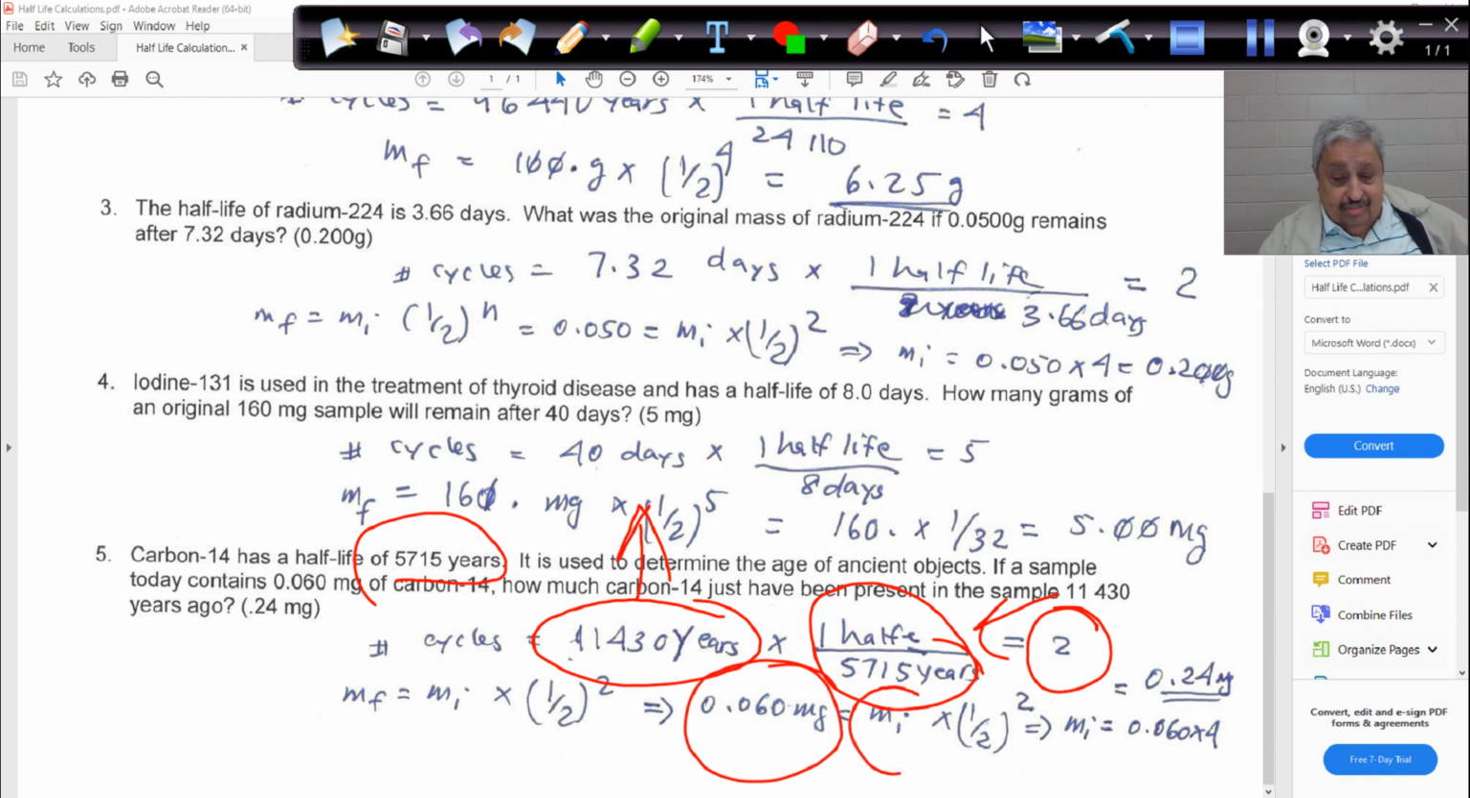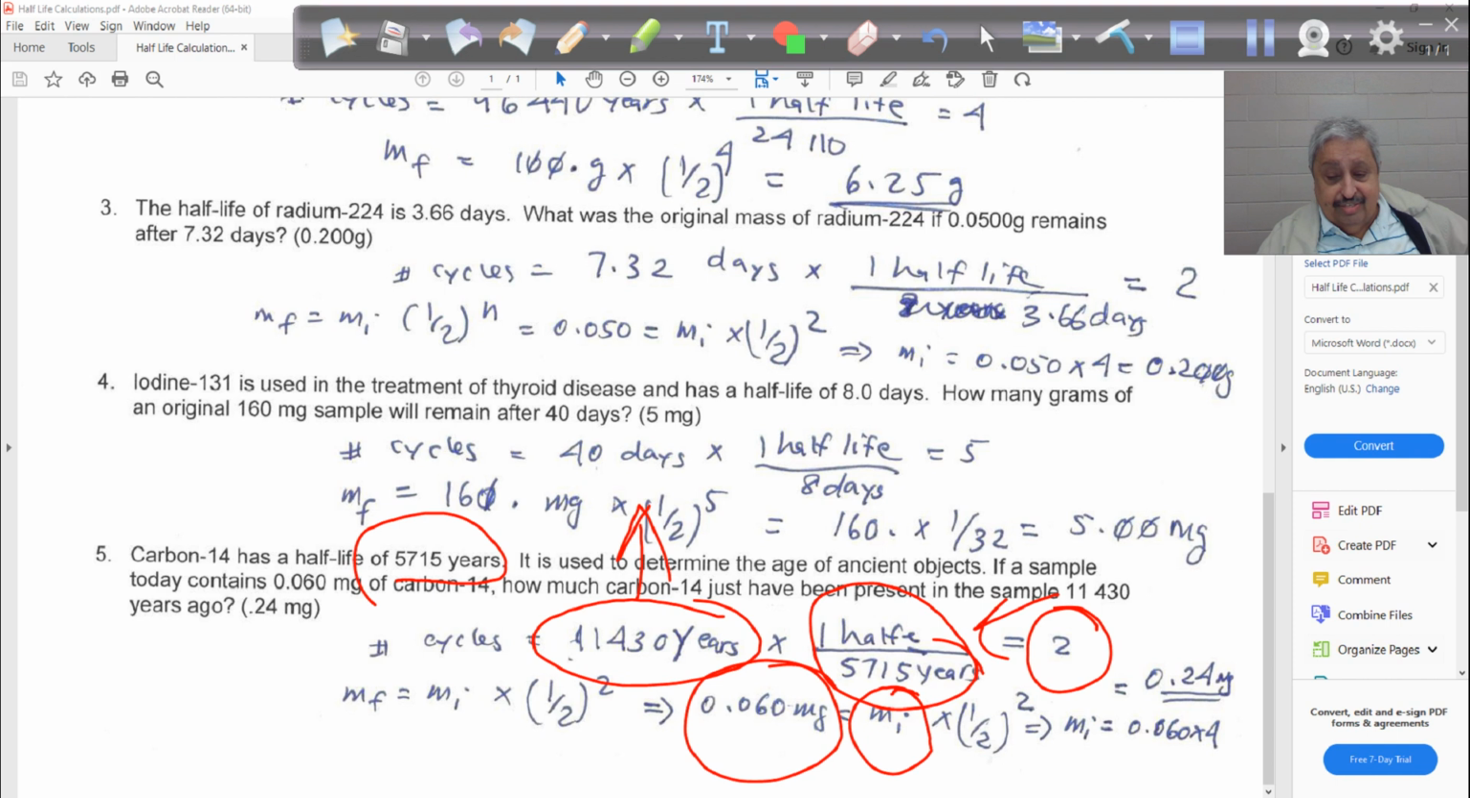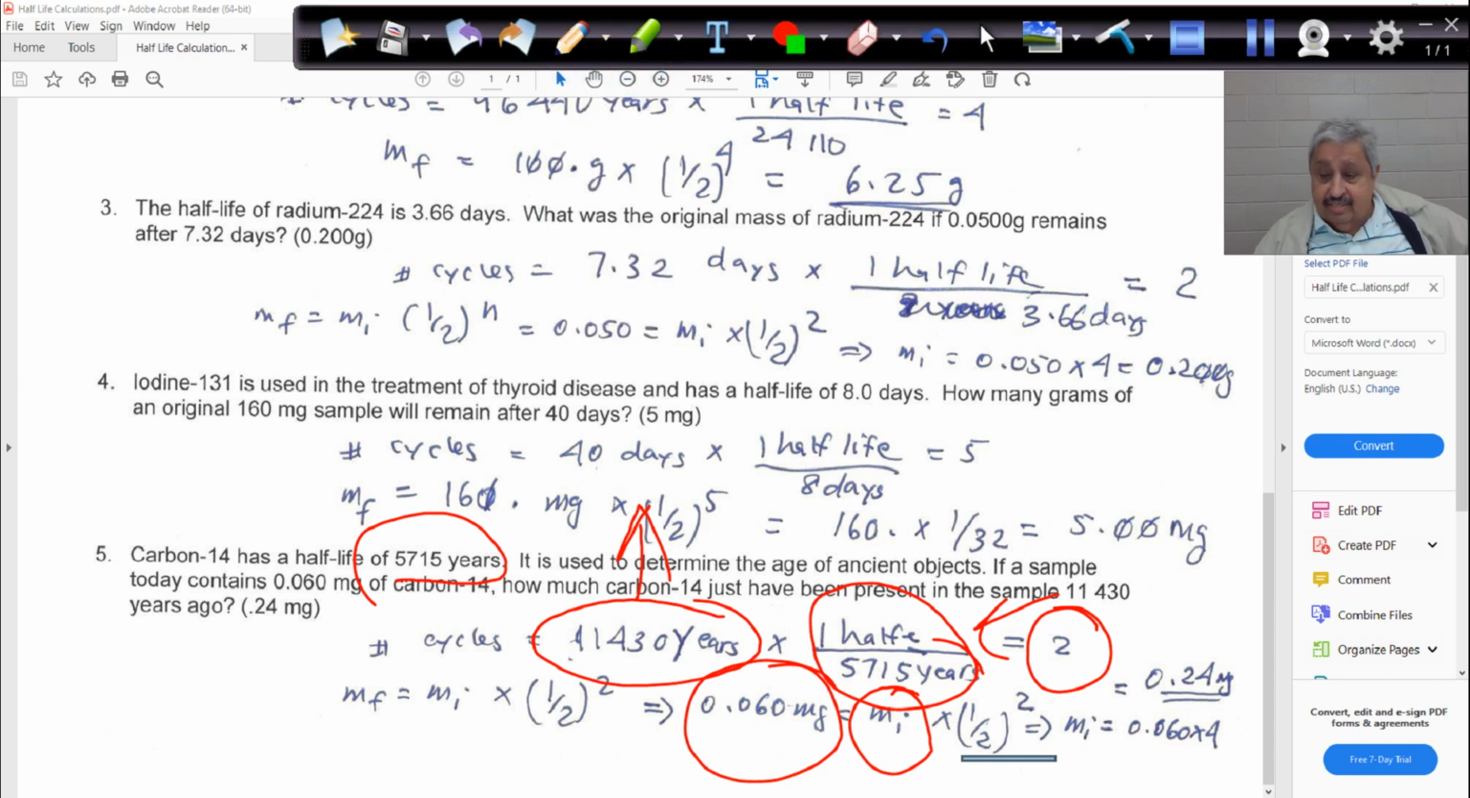So you have this final, and this initial you don't know. And this is one half squared. Work it out, and you end up with M initial equal to, if you look at this, 1 over 4. The 4 will come there. So it is 0.24, 2 sig figs. The answer is this one here. You know how to do it. That's easy.